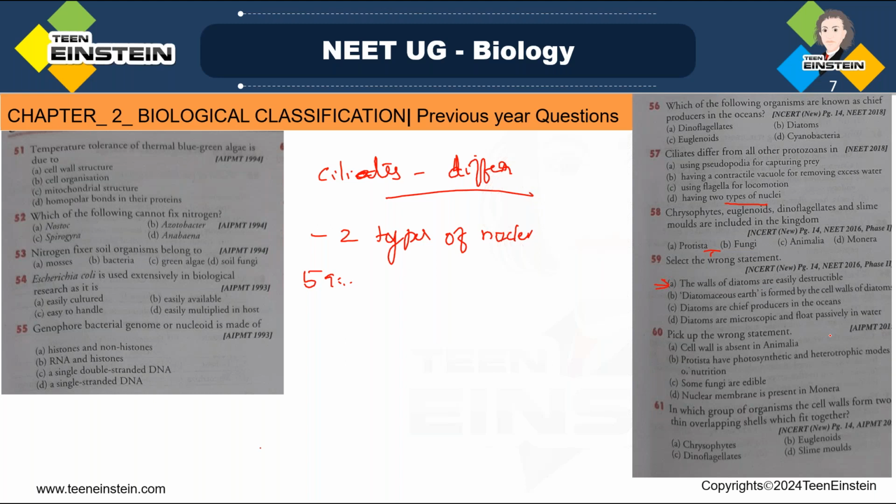And question number 60, if you are moving to question number 60, pick up the wrong statement. Again, you have to pick up the wrong statement. Okay, so in this you can get, option A, the cell wall is absent in Animalia. Second option, Protists have photosynthetic and heterotrophic mode of nutrition. Option C, some fungi are edible. Option D, nuclear membrane is present in Monera, right?